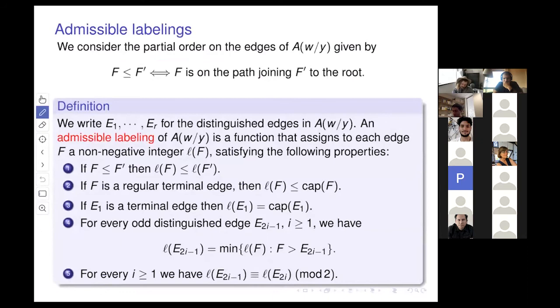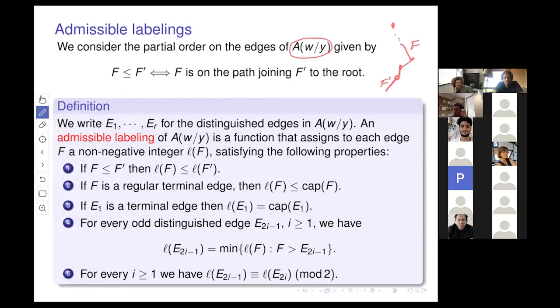Okay, so I guess the final ingredient is the notion of a labeling of the diagram associated to W and Y. So first of all, there's a natural ordering on the edges of the tree. We say that F is smaller than F prime if it's closer to the root. This is the root. Another way to say it is F is above F prime in the diagram.